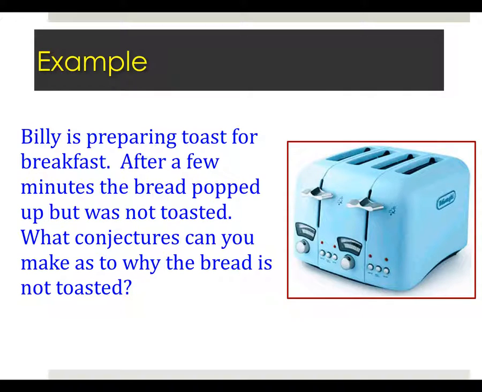Billy is preparing toast for breakfast. After a few minutes, the bread popped but was not toasted. What conjectures can you make about why the bread was not toasted? Matt? It wasn't toasted long enough. It was set too low. All right, good. He either put it on too low of a setting or forgot to plug it in. Now, I don't know about your toaster, but my toaster won't click down if it's not plugged in. Anything else? It's broken. What's broken, Billy or the toaster? The toaster's broken. Okay, good.